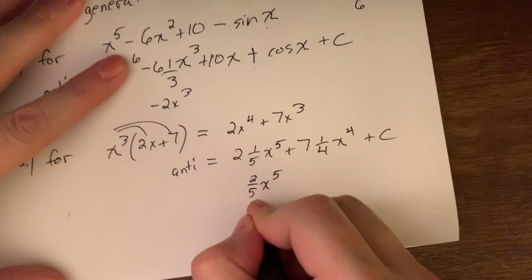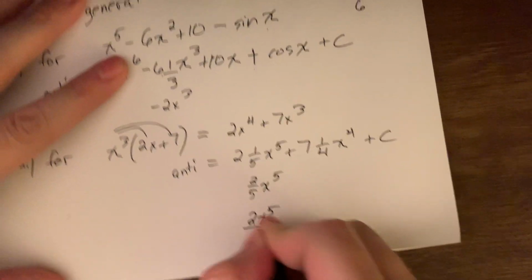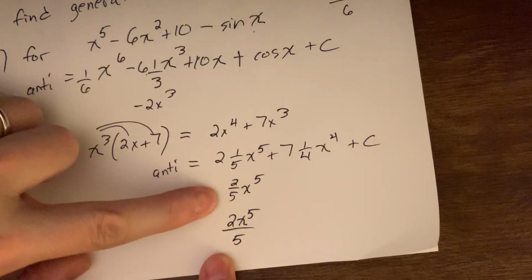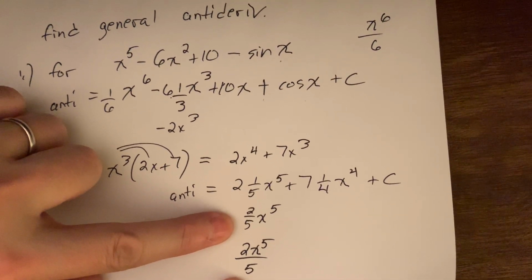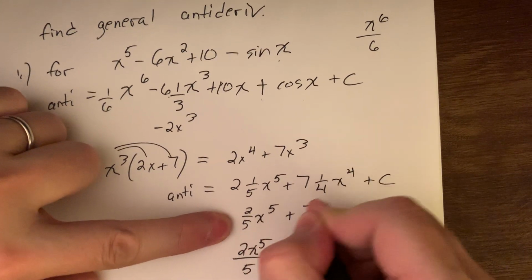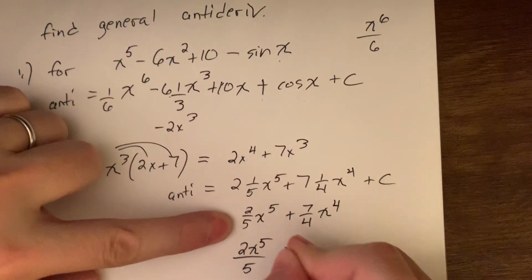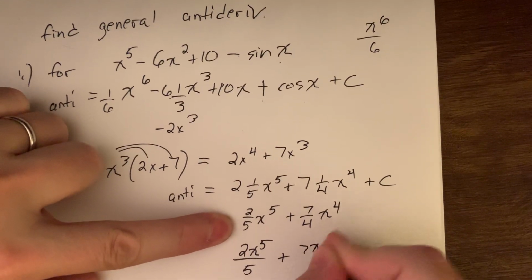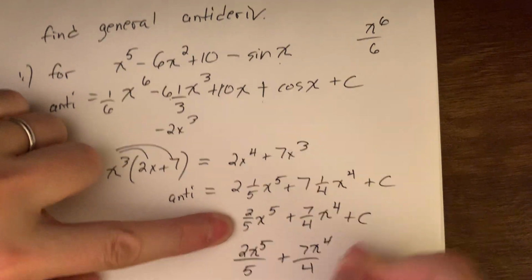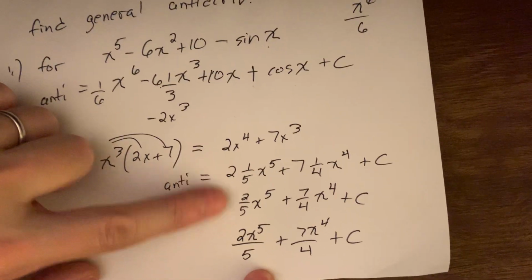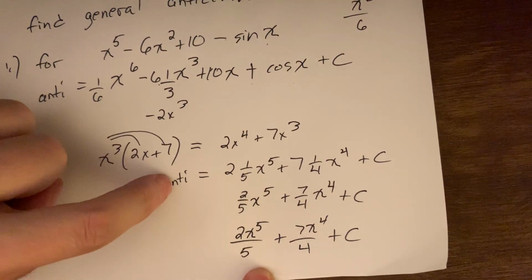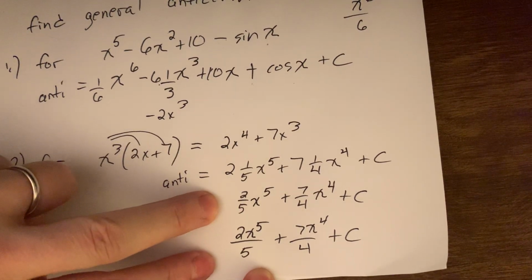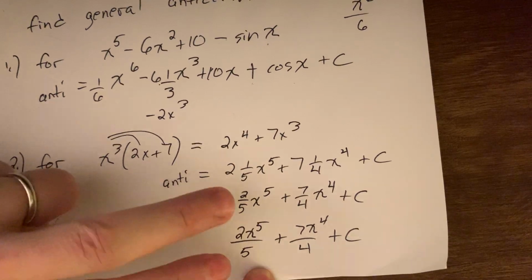Or that alternative, 2x to the 5th over 5. Again, those are the two alternatives. No better or worse, they're just equivalents for each other. Similar here, 7/4 x to the 4th, or 7x to the 4th over 4. And either way, we finish with the plus c. So a good anti, and that is technically correct, but certainly our book is going to clean up and simplify and would show one of these two.